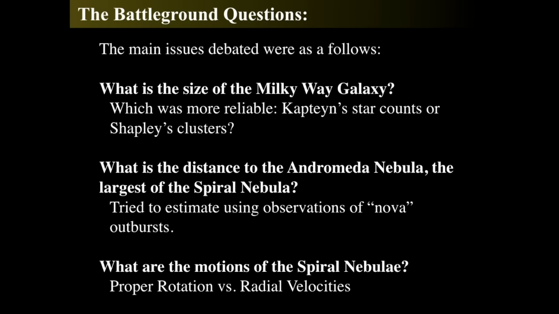And so we look at this thing and we say, well, how far away is it? And there was a nova that was discovered, and that nova had some regular outbursts. And they thought, well, okay, let's see if we can calibrate that and find the distance to that. And finally, what is the motion of the spiral nebulae themselves? Is there a rotation, that they're actually rotating? And what are their radial velocities? And which is the more important?